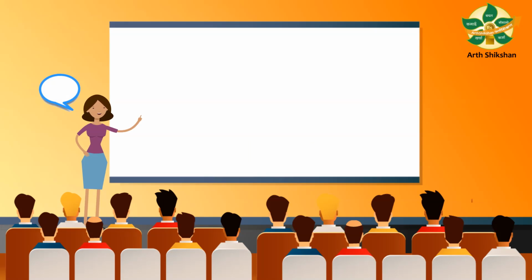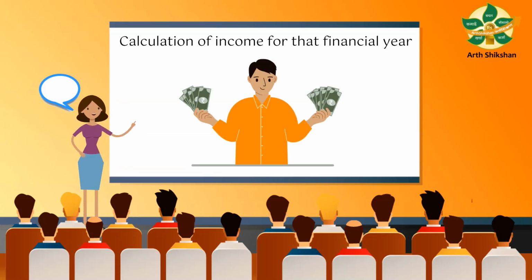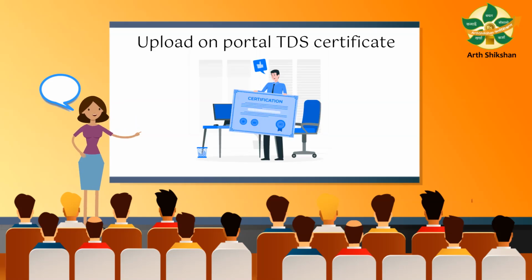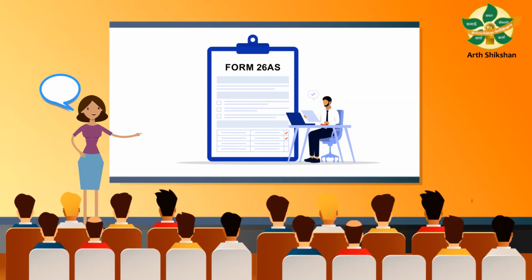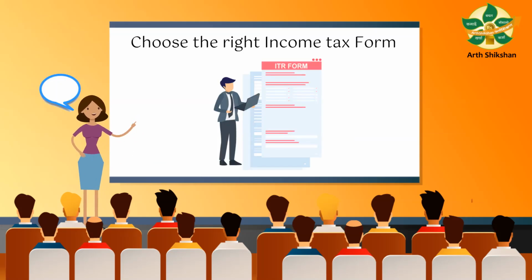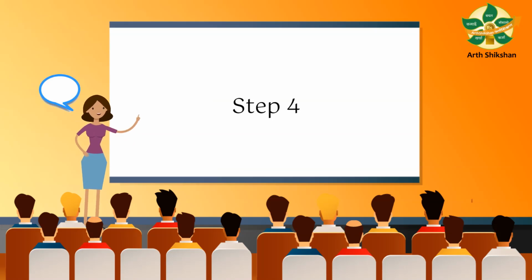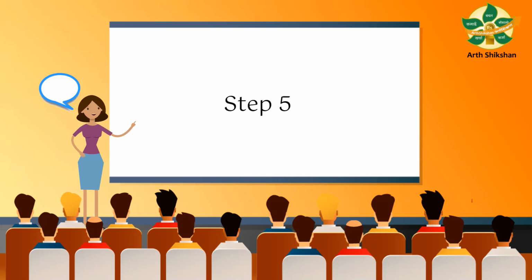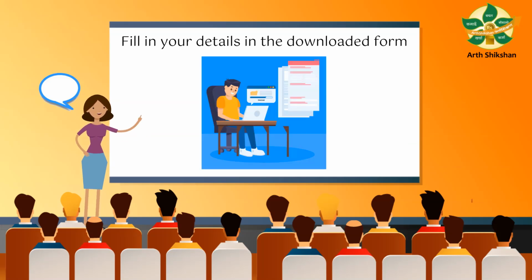Step number 1. Calculation of income for that financial year and tax. Step number 2. Upload on portal TDS certificate and Form 26AS. Step number 3. Choose the right income tax form. Step number 4. Download ITR utility form. Step number 5. Fill in your details in the downloaded form.